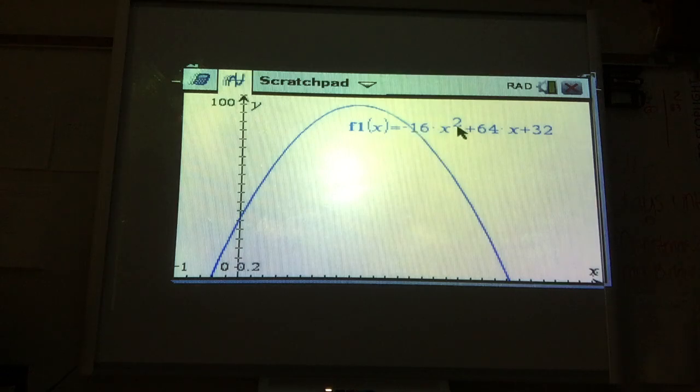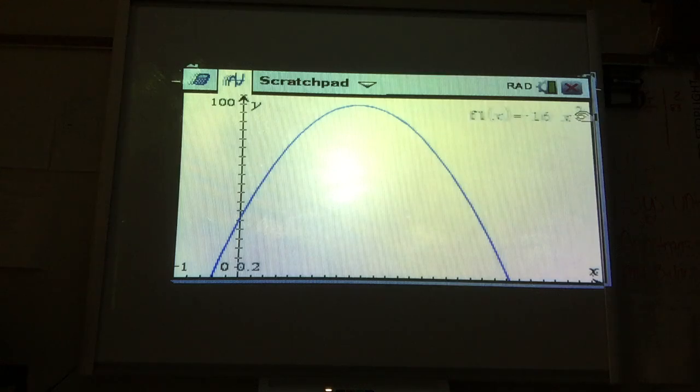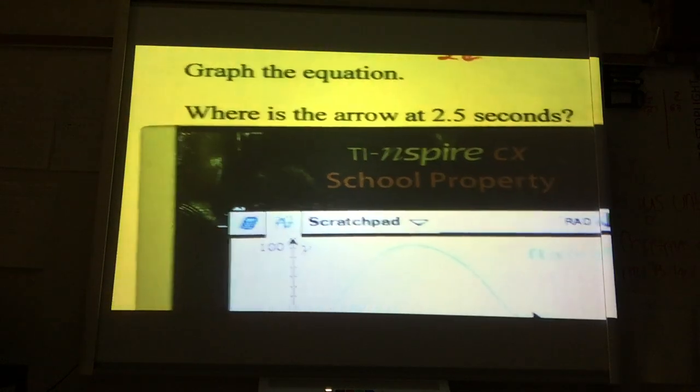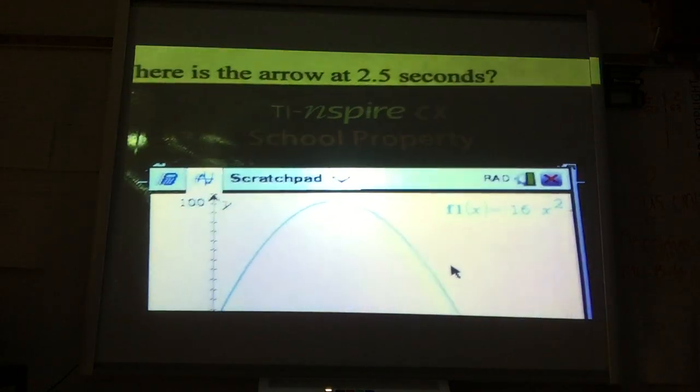I'm going to go ahead. I like to typically get this stuff out of the way. So I just click, hold, and drag it to the side like that. Okay. Now let's start answering some of these questions. So the first question is, where is the arrow at 2.5 seconds?